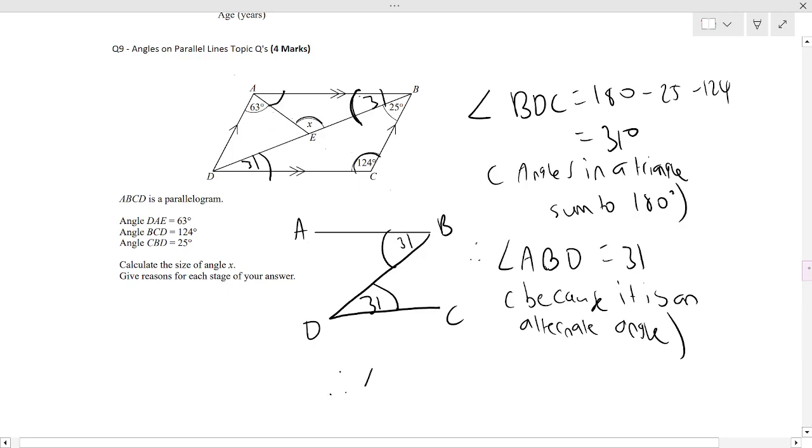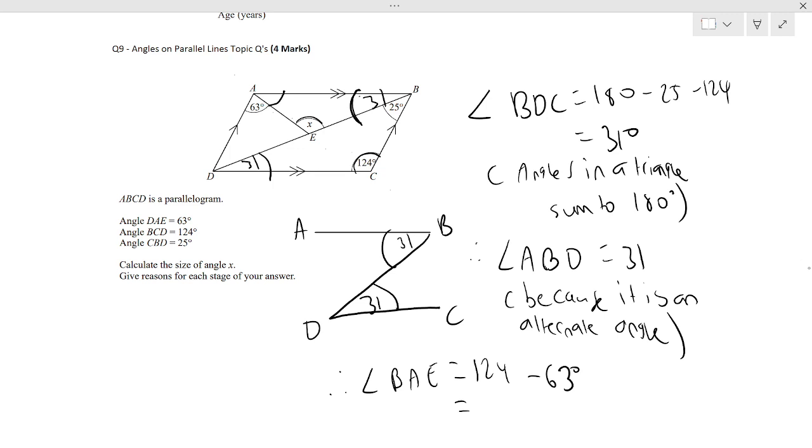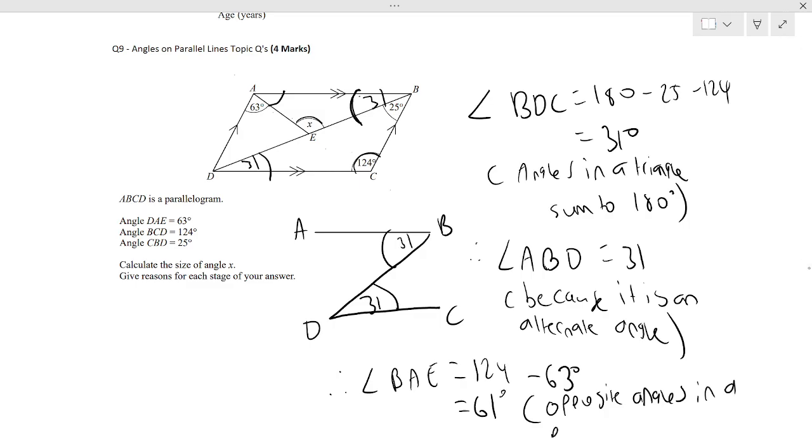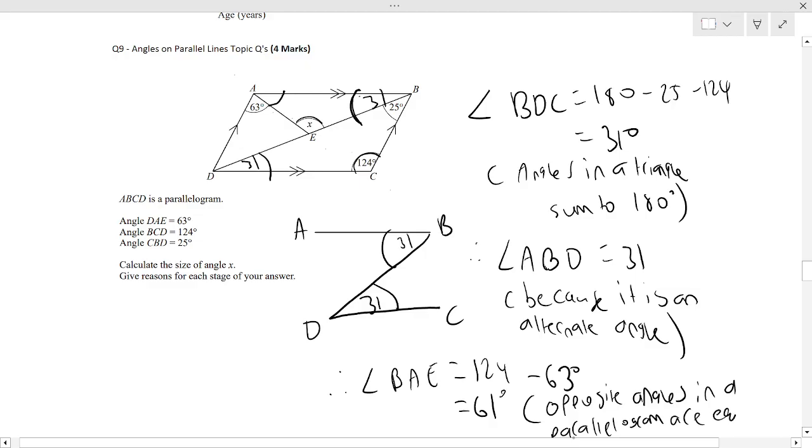Well, that angle, which is BAE, that's going to be equal to 124 take away 63, right? And that's then going to be 61. And that's going to be because opposite angles in a parallelogram are equal. Okay, hopefully you can spot that this angle here is opposite.